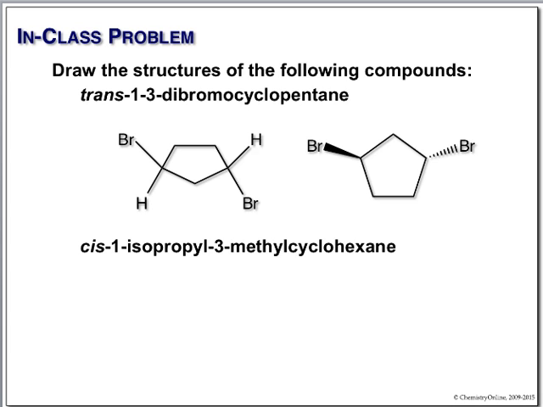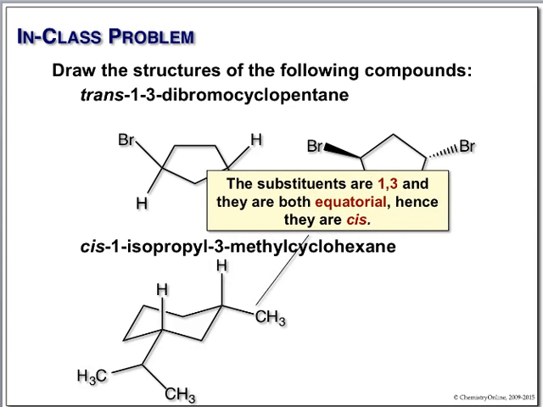Now this is cis, and they're 1, 3. So we have to make sure they're on the same side. As you look at your axial and equatorial, if they're on the same side, they would both have to be axial, or they would both have to be equatorial. Obviously, the axial is bad. We don't like axial, do we? So we would draw something like this.